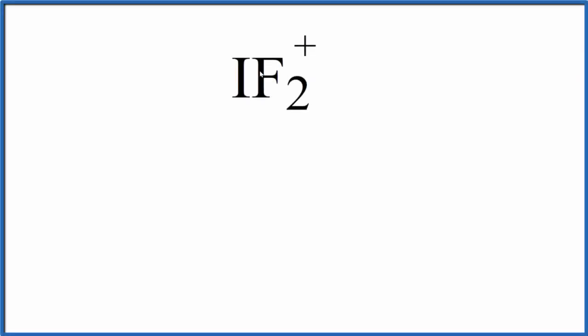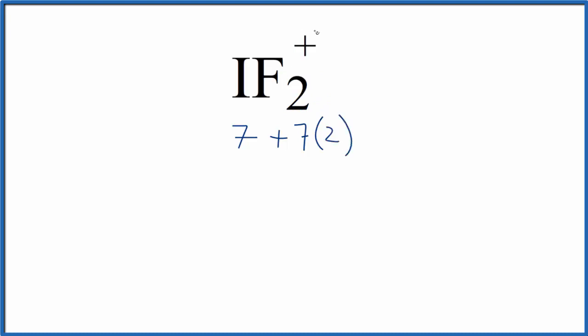Let's draw the Lewis structure for IF2 plus. So let's first count the electrons up. Iodine is in group 7, sometimes called 17. That has 7 valence electrons. Fluorine, same group, so 7 valence electrons, but we have these 2, so we'll multiply that by 2.